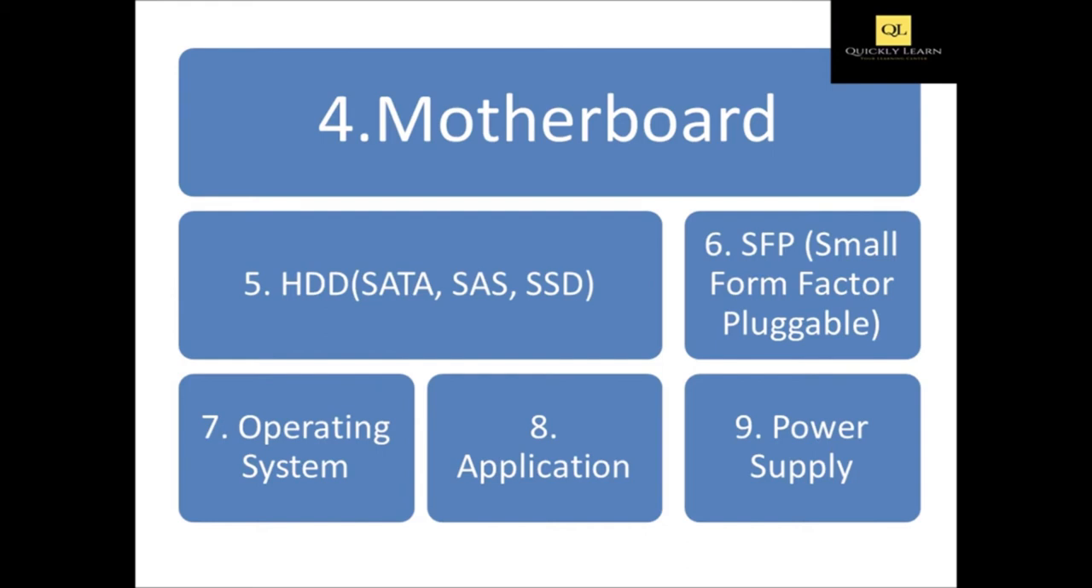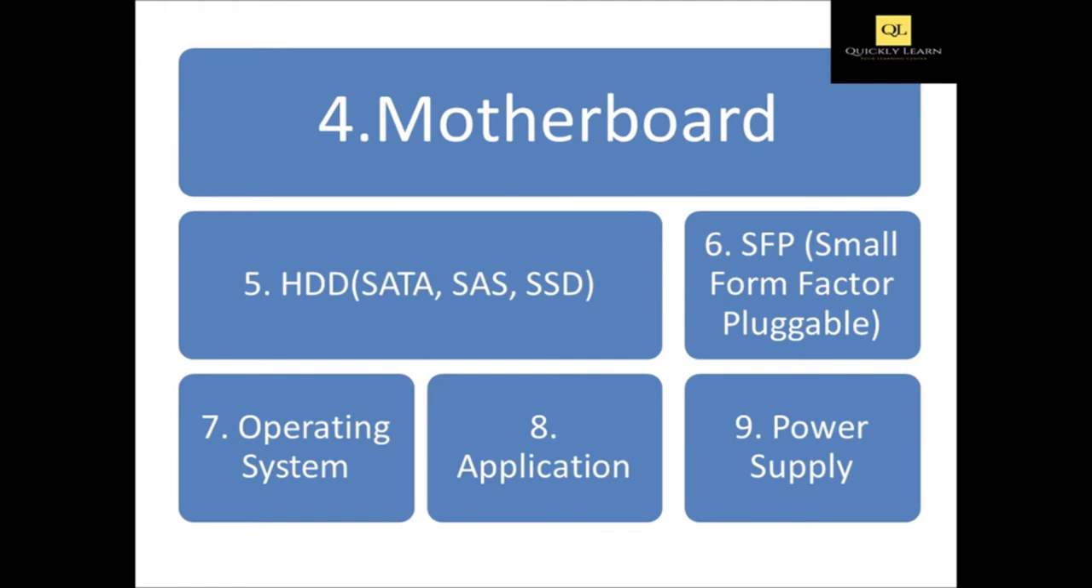Then the fifth important component is the hard drive, where we store our data. In storage, different types of hard drives can be added. It supports SATA disk drives, SAS disk drives, and SSD disk drives also. Then the sixth important component is the small form factor pluggable, short form SFP. We require SFPs to connect our fiber channel cable to the SAN environment. SFPs are required in the storage boxes, and in the SAN switch also.